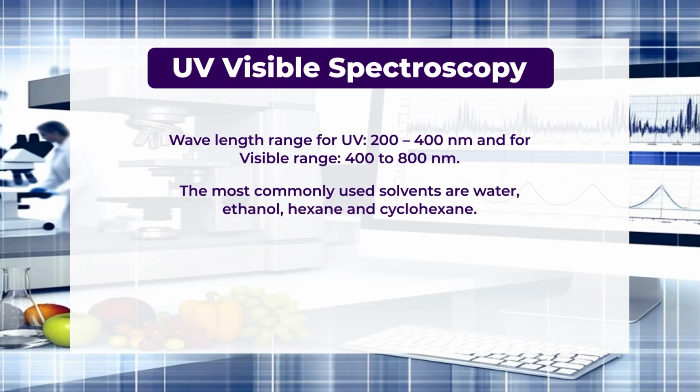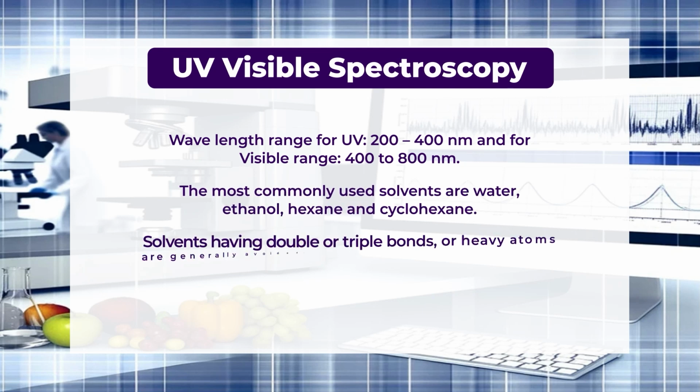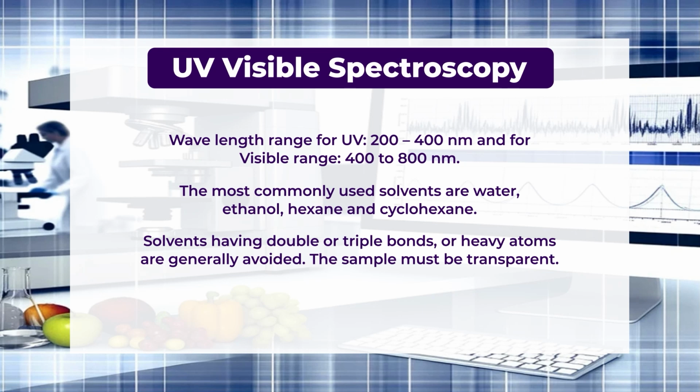The solvents in UV visible spectrophotometry are water and ethanol, or on the organic side, hexane and cyclohexane. And the samples that you analyze must be completely clear. There should not be any haziness, and there should not be any suspended matter.